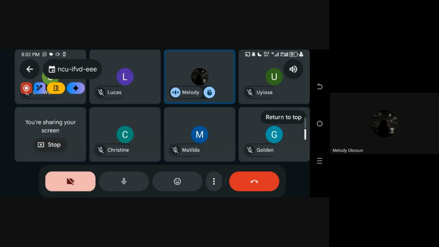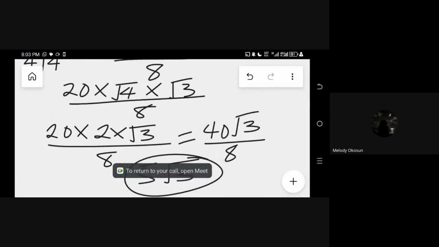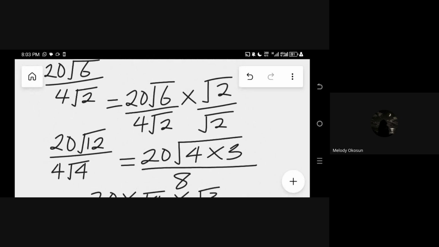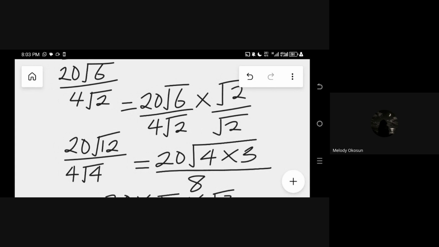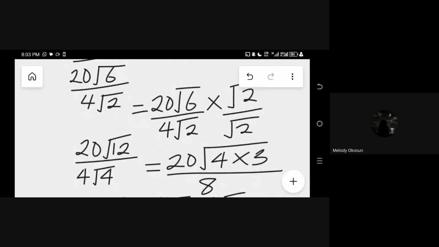Sir, can we just divide it straight up without using the root 2? Which question are you referring to? This last question. Yes. Okay, all right. Yeah, you can actually do that. I was just showing you what to do properly, like when you cannot divide. Otherwise, you can actually say 20 root 6 over 4 root 2.